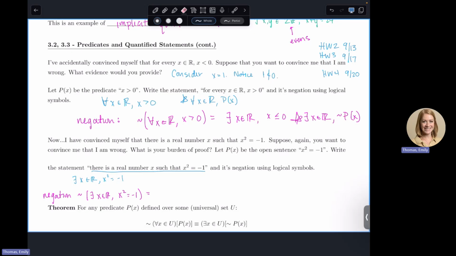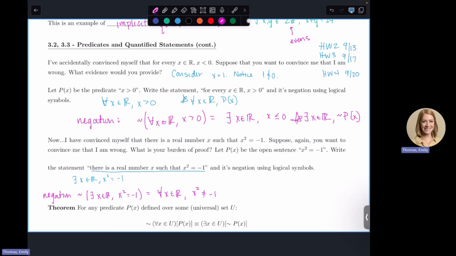Now, how would you prove me wrong? What is the burden of proof? It's false for every x. Yeah, that it would be false for every single x, because I'm saying it's true for one. To prove me wrong, you would need to show me that I'm wrong for every single possible x, right? So the negation here is for all x in R, that thing is not true. So x squared does not equal -1. That's a much more difficult thing to do than this, right?